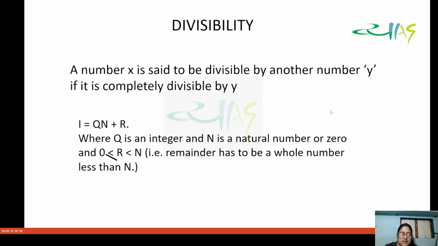All right, let's study a little bit about divisibility as well. See, a number x is said to be divisible by another number y if it is completely divisible by y. That is, the remainder will be zero, only then will we call it completely divisible.